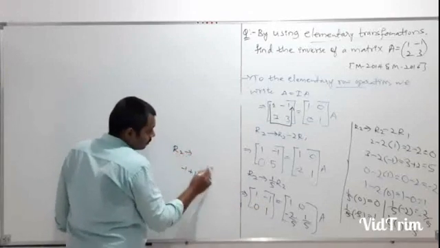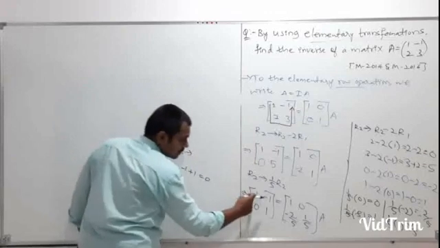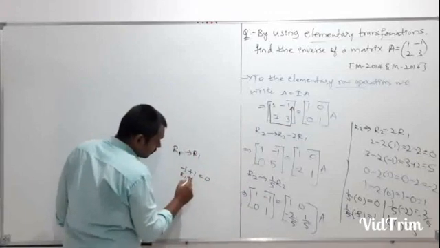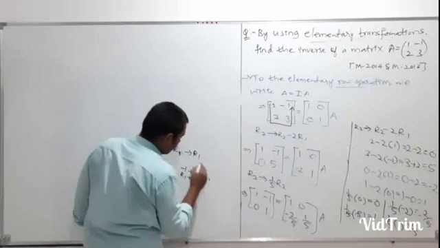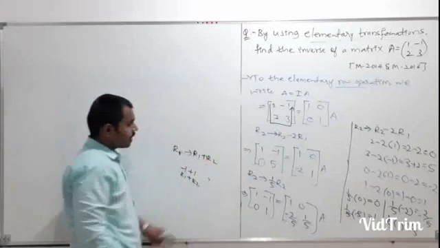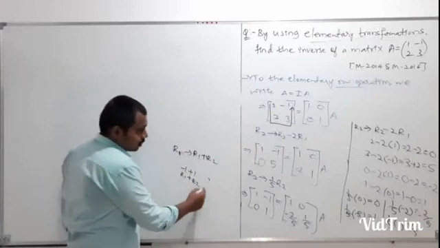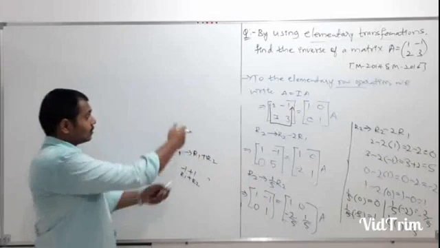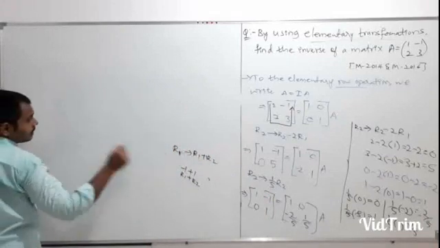So therefore I'll write here: row 1 must change to row 1 plus row 2. This is the row 1 element, this is row 2, row 1 plus row 2. If you add row 1 plus row 2, you will get 0. Like this you should think. And now this operation only I am writing here.